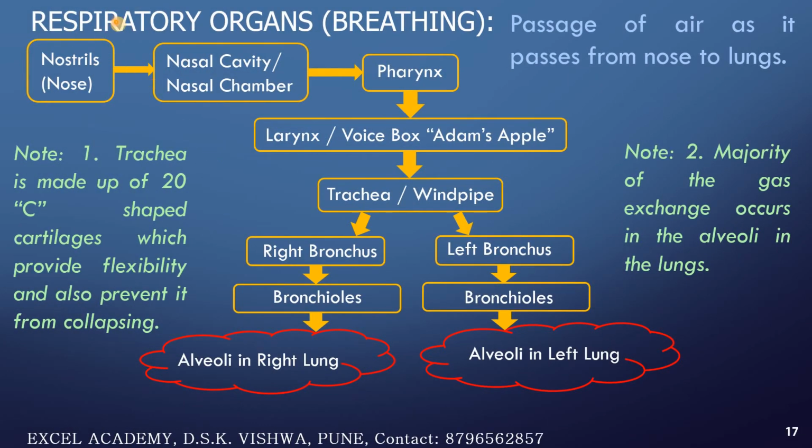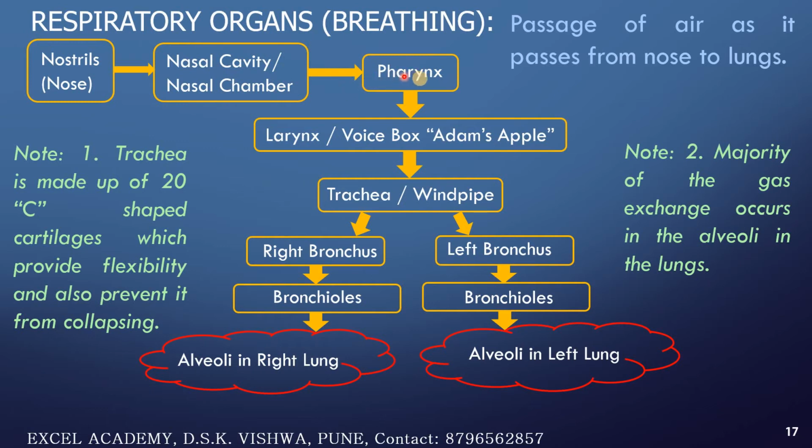So now, what are the respiratory organs? This is a flow chart which explains the passage of air as we take in air through the nostrils or nose, and it gets into the lungs. Let us start with the nostrils, the nose. When we inhale, the air comes through the nose. Then it is passed to the nasal cavity or nasal chamber.